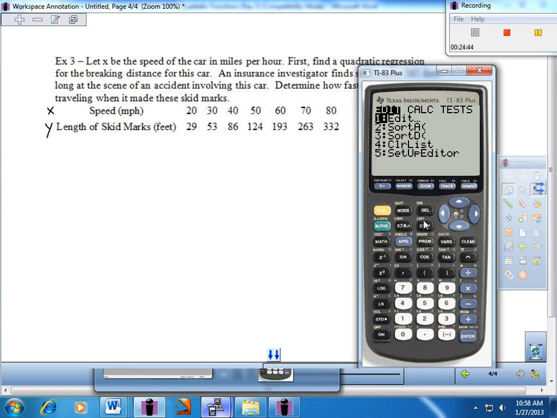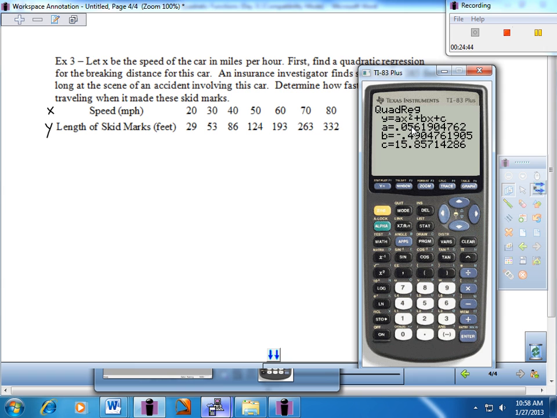I'm going to hit stat, everybody, move it over to calc, quadratic regression. I like pasting it into the y equals. It is totally not necessary, but I hit the vars button, move it over, function, y1. I do that myself just to make sure it's all legitimate. And that looks pretty good right there.